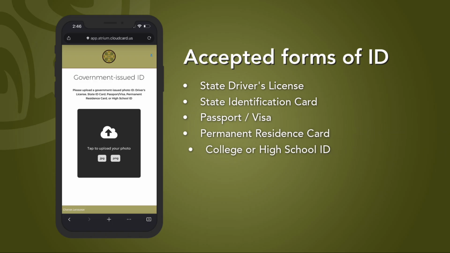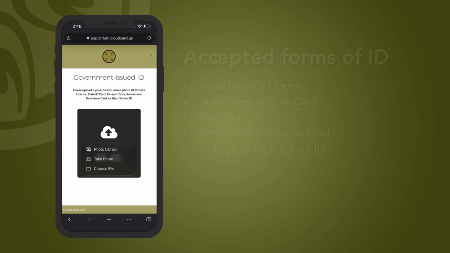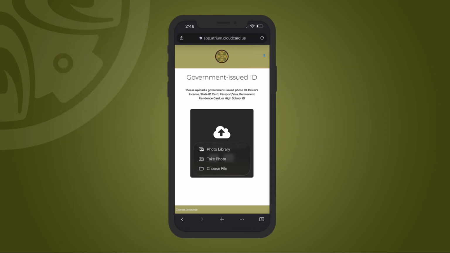You will see a Tap to Upload Your Photo option appear in the middle of the screen. Tap either the JPG or JPEG or PNG option. Once tapped, a small menu will appear. Tap any of the options that appear. You can select Photo Library if you happen to have an image of your ID already, or Take Photo to snap an image of your ID. Once an image is selected or a photo taken, that image will be uploaded. It will take a few moments to complete.